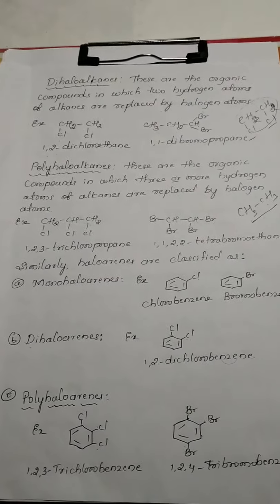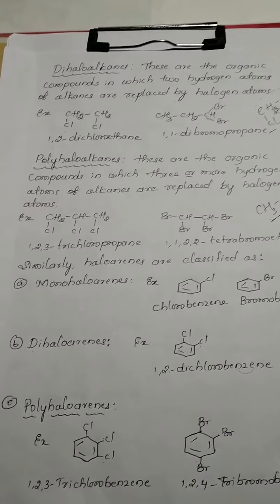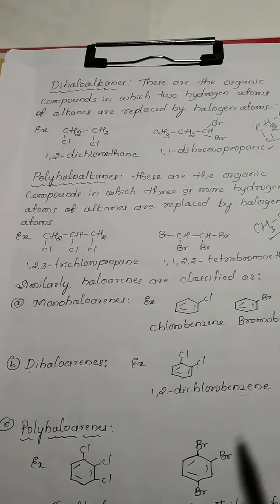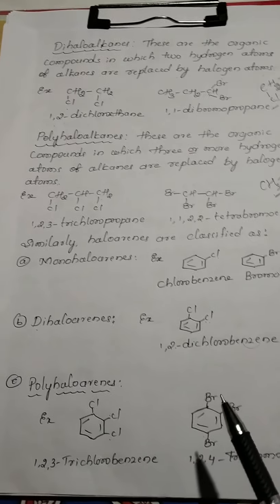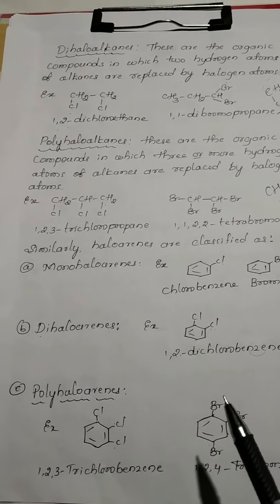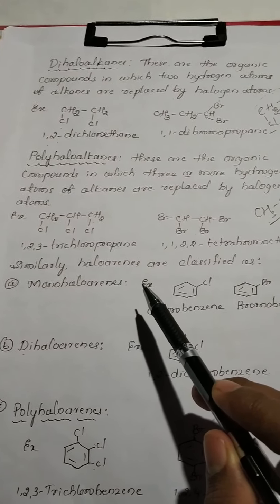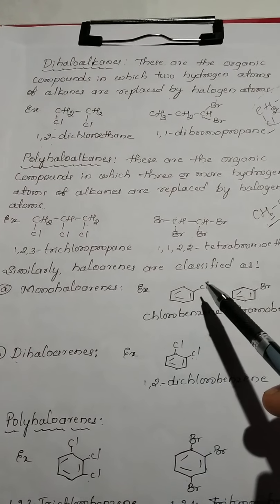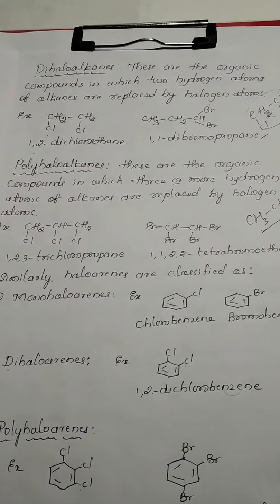Similarly, monohaloarenes means these are the organic compounds which contain one halogen atom. Dihaloarenes means these are the organic compounds which contain two halogen atoms. Polyhaloarenes means these are the organic compounds which contain three or more halogen atoms. Monohaloarenes are the organic compounds in which one hydrogen atom of benzene is replaced by one halogen atom, that is called monohaloarenes. Example, chlorobenzene.